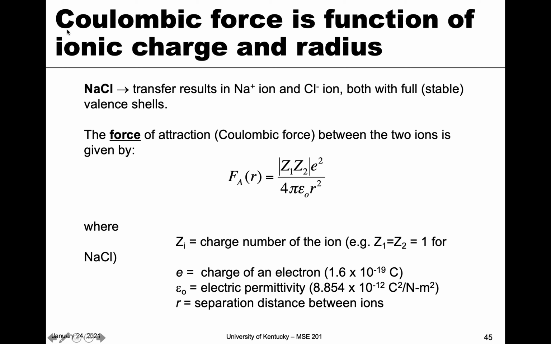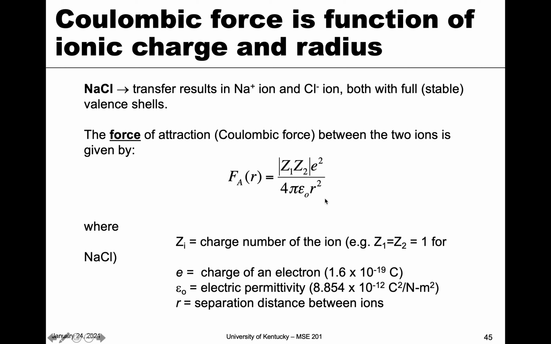So that Coulombic force, the attractive force, is a function of the charge and the radius, so how big things are. So the greater the charge is, if we have +1 and -1, that's going to give us a certain level of force. But if we have +4 and -4, that's going to be a much stronger force because of the term here with z, the charge here for 1 and 2, and then e is the charge of the electron. And then it's inversely proportional to the radius.